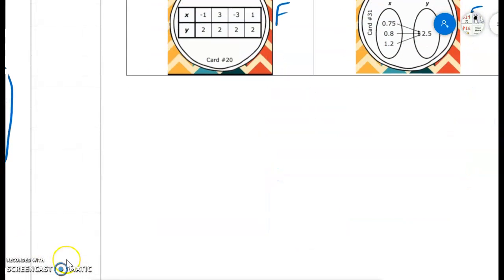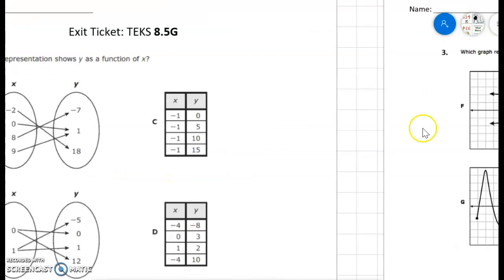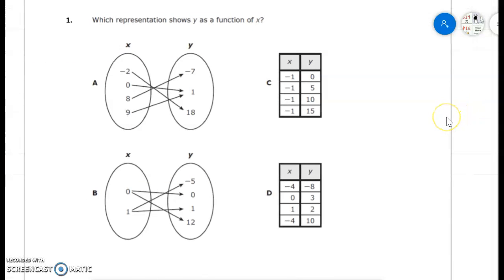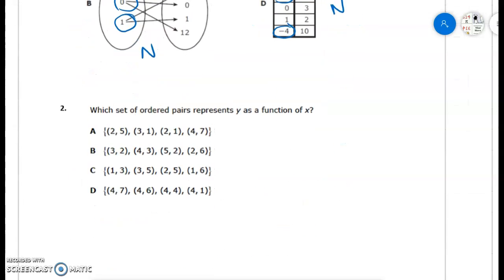Day 2 was again on is it a function? Which representation shows y as a function of x? So still no repeat x's is essentially what you're looking for. There are no repeat x's here, so this is a function. These have repeat x's, not a function, not a function, and not a function. So it has to be A. That is the only one that is a function. Make sure you're checking all sets.